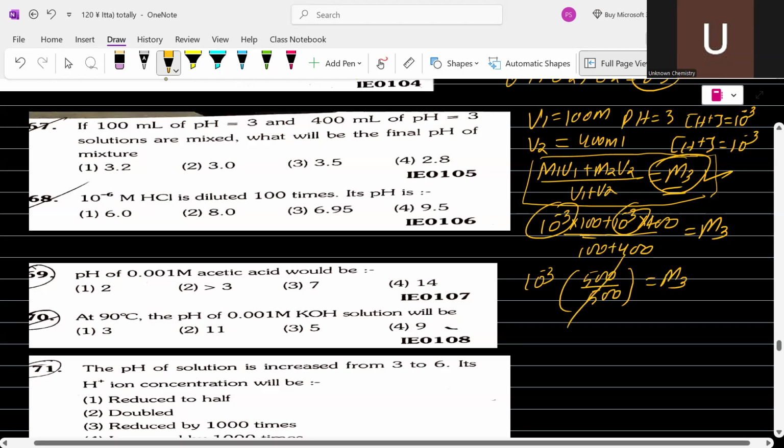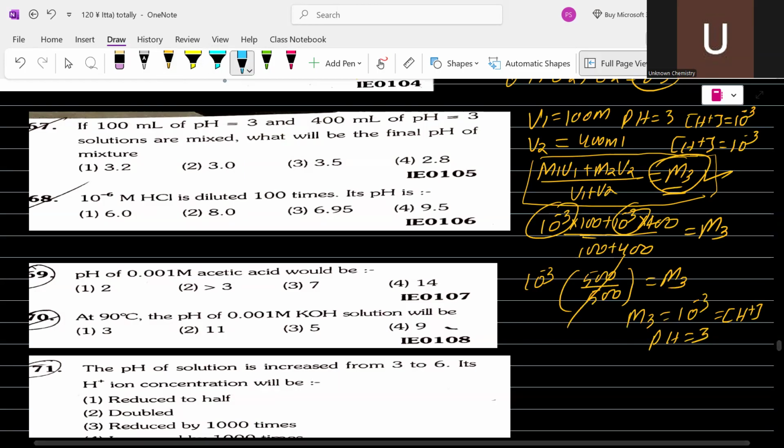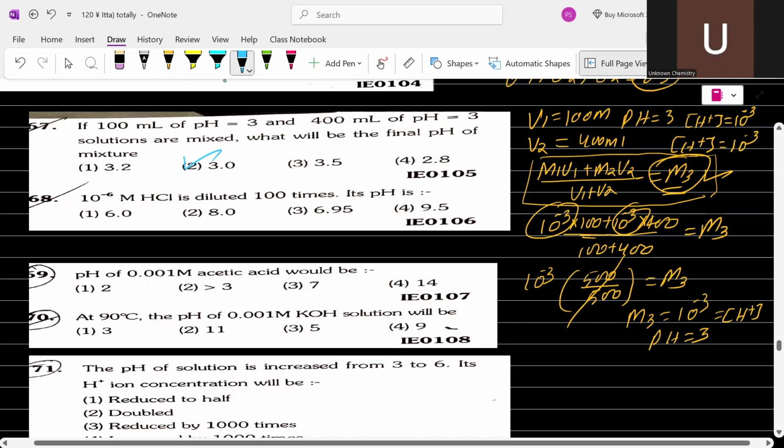So here 500, 500 will cancel. Here final concentration M3 is 10 raised to power minus 3. This is actually concentration of H plus ion and which will have pH equal to 3. Right? So this concept you have to use here. So what is the correct answer for this? This one.